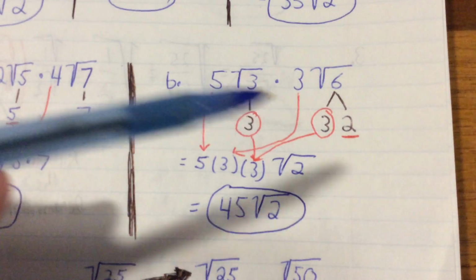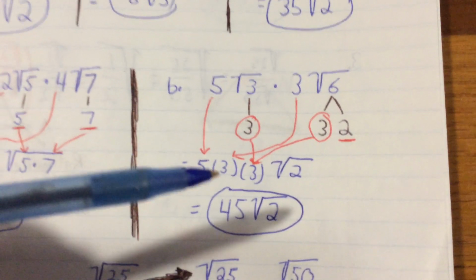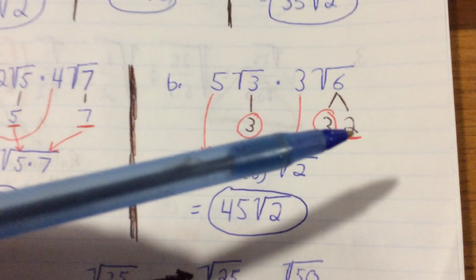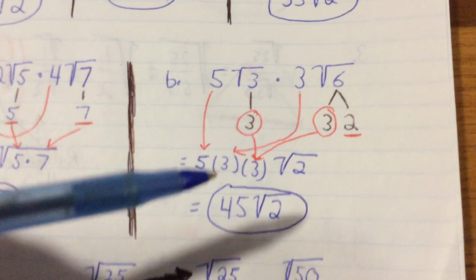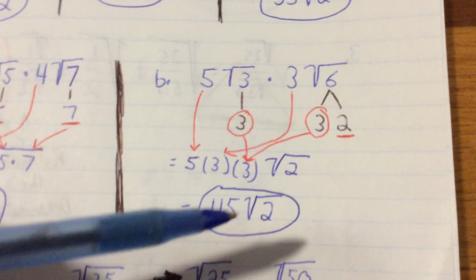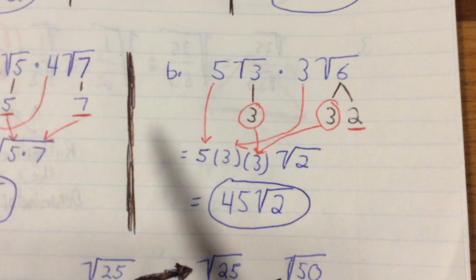So on the outside, we had that 5 and the 3 from earlier. We have the 3 that came out when we factored the radical. And then we have the 2 that's staying put. So 5 times 3 is 15. 15 times 3 is 45. And then root 2 is along for the ride.